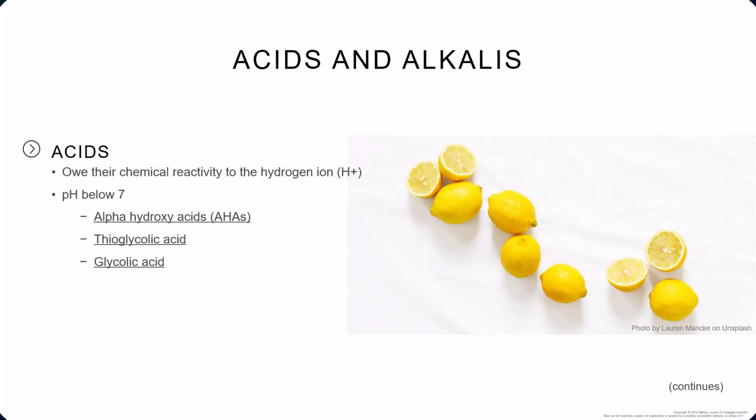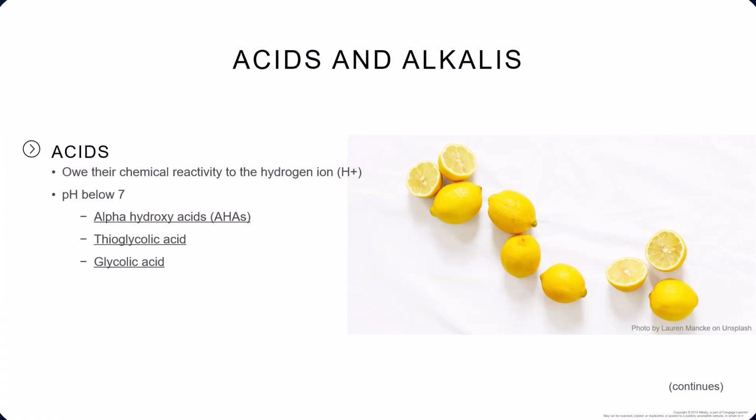All acids owe their chemical reactivity to the hydrogen ion, so remember the hydrogen ion is just H+. All acids have a pH below 7. Some acids that we may come in contact with would be alpha hydroxy acids. These are derived from plants, mostly fruit, and are examples of acids often used in treatments to exfoliate the skin and help adjust the pH of a lotion, conditioner, or cream, like citric acid, which you'll see a lot of the time on product ingredient lists.